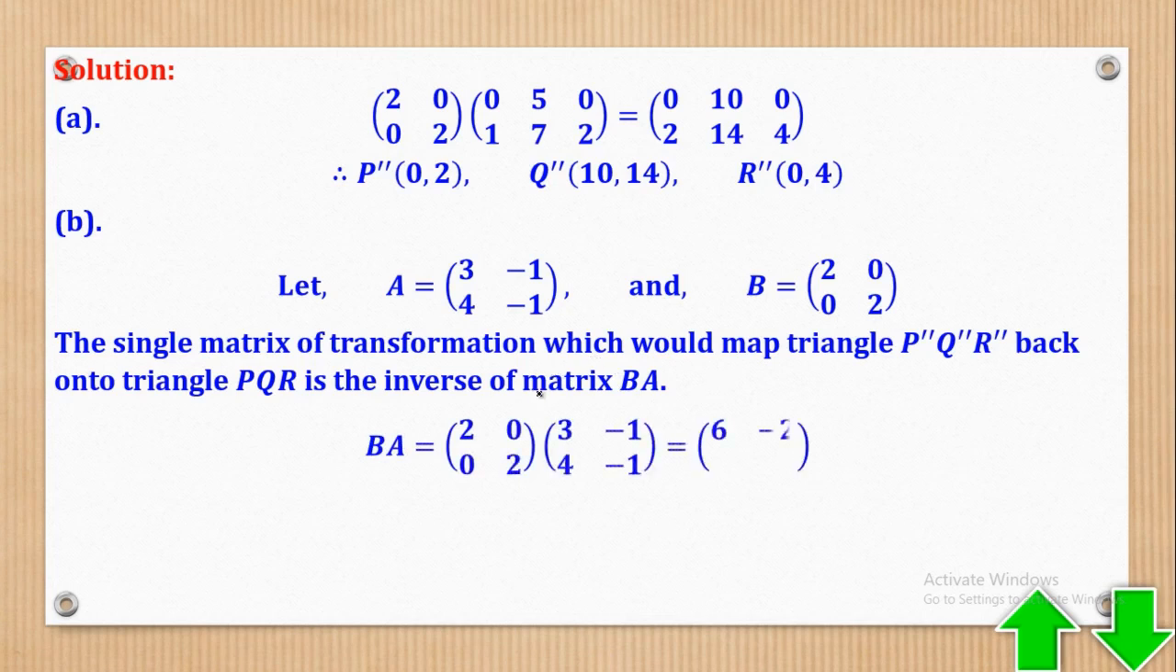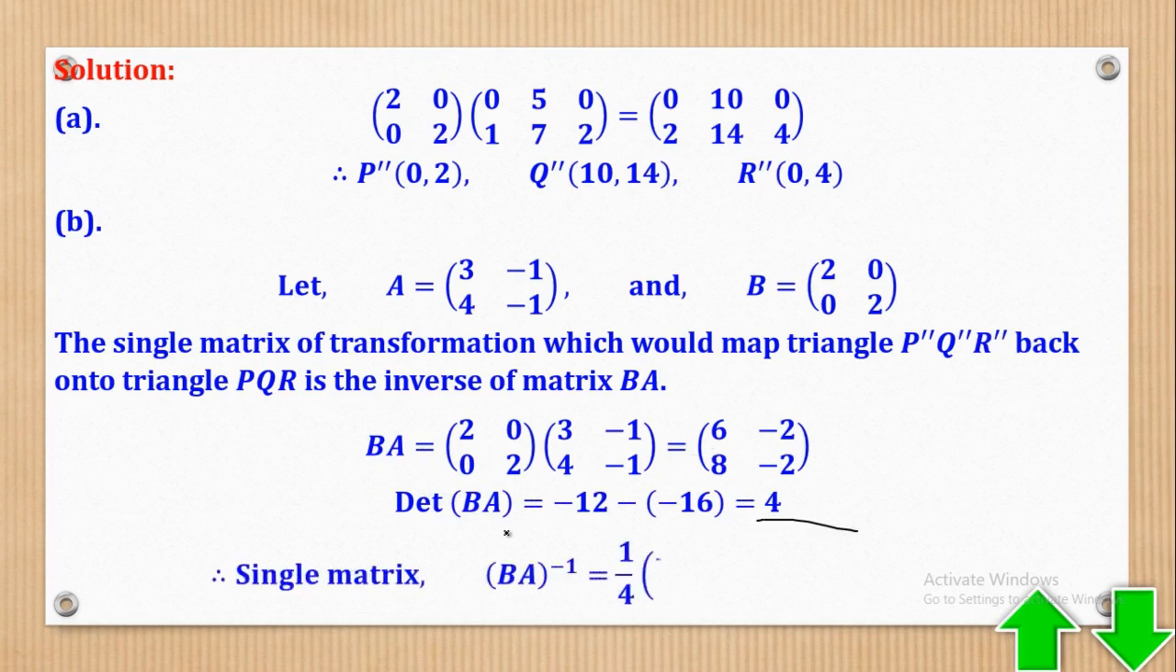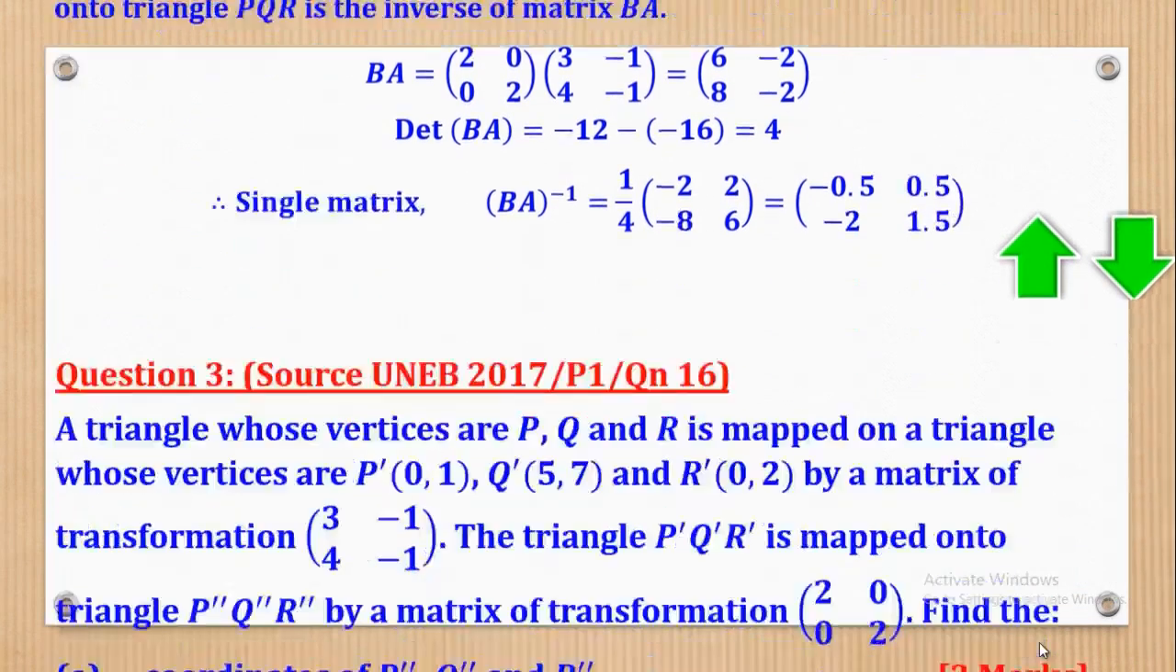Therefore, we first get that single matrix, which is BA, and it comes out to be this. I think you remember this under matrix multiplication. Then the determinant of BA is 4. Therefore, the single matrix will be the inverse, which will be 1 over the determinant multiplied by the adjoint to give you this. So that was part B.